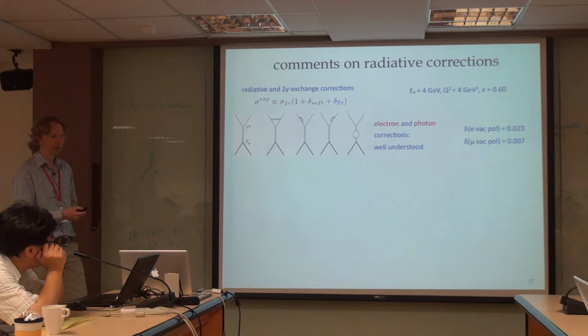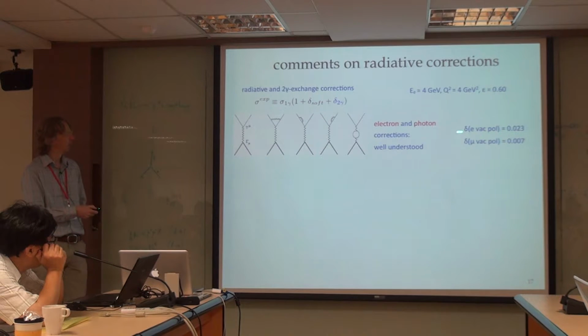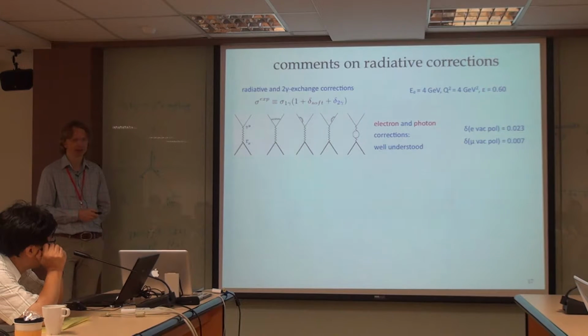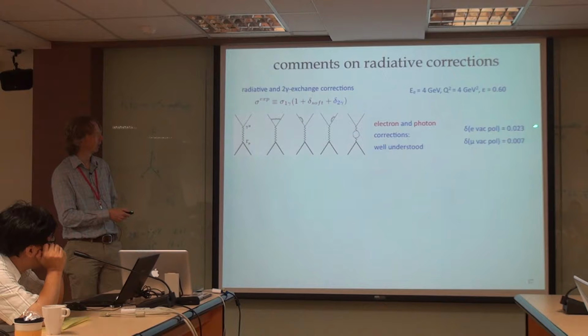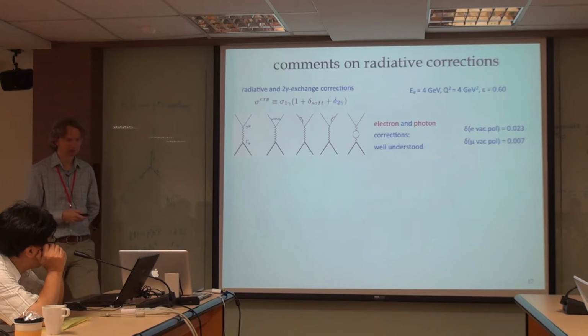Now, to give an idea how large these effects are, so I show here typical kinematics, like at 4 GeV electron beam energy and at a virtuality of 4 GeV squared. So this factor delta, so is typically for this vacuum polarization, which we have seen is the dominant correction in the muonic hydrogen, is typically a correction at the cross-section level, something like 2.3% in the case of when this is an electron loop. When this is a muon loop, it's like less than 1%.